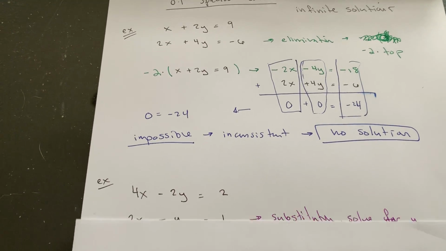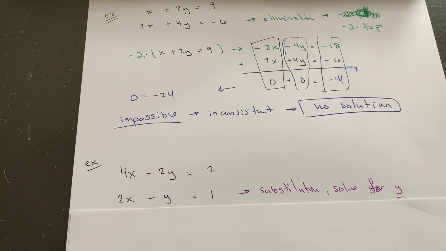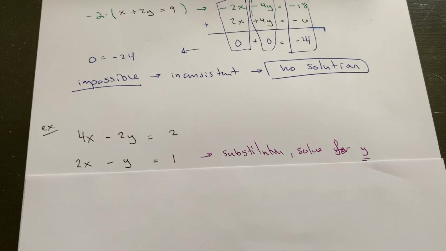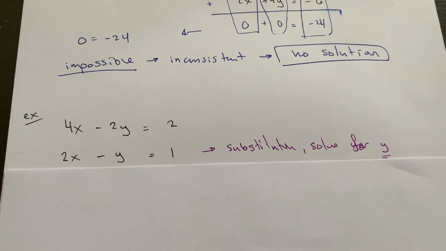If we did another example, let's say 4x minus 2y equals 2, and then 2x minus y equals 1.